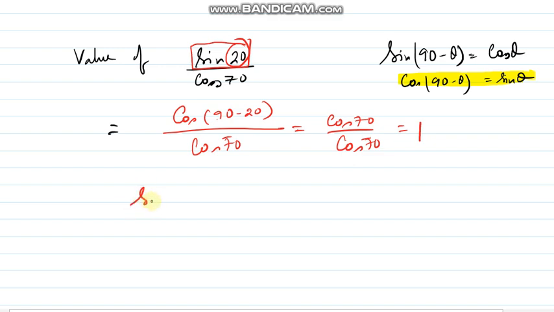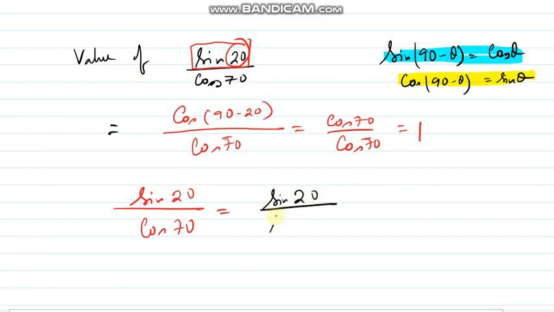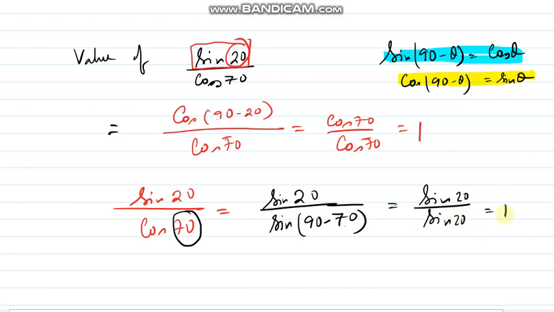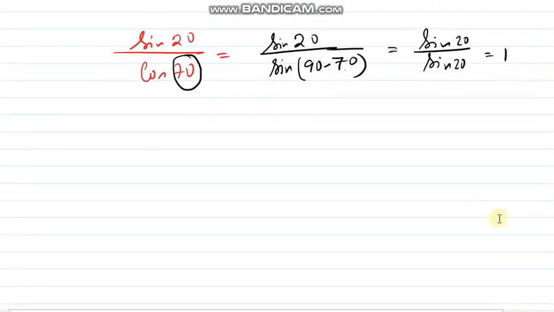Next, same sum, if I apply a different formula, sin 20 divided by cos 70, I will use the formula cos theta equals sin of 90 minus theta. So the numerator will remain the same, and cos theta equals sin of 90 minus theta, here 70. Please be very careful. So first case, sin 20 divided by sin of 90 minus 70, which is 20, sin 20, that is also equal to 1. It doesn't matter which formula you use.